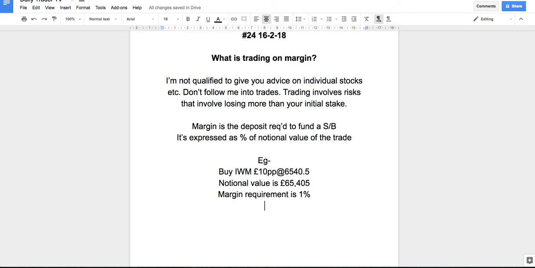So if we work this through, the margin requirement is 1%. So the money required, i.e. funds in the spread bet account, needs to be 1%, which is £654 and 10 pence.